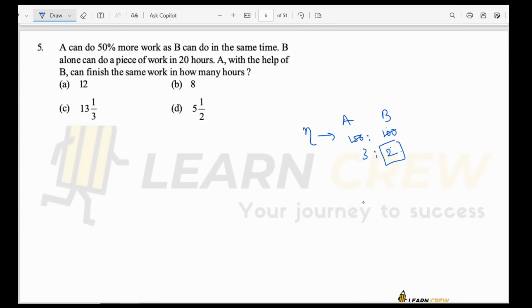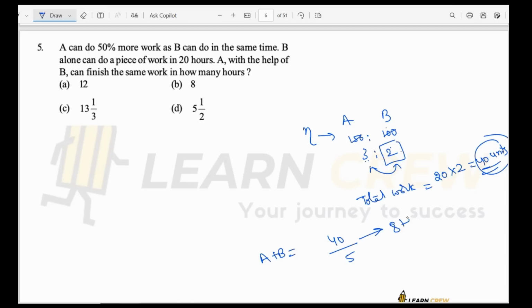So the total work is how much? B can complete in 20 hours, 20 into 2. How much? 40 units. Yes or no? 40 units is the total work. Now, A with the help of B, how much can they do? 3 plus 2, 5. A plus B together can do 5. They together have to complete the 40 units of work at 5 per hour. In how many hours? 8 hours.